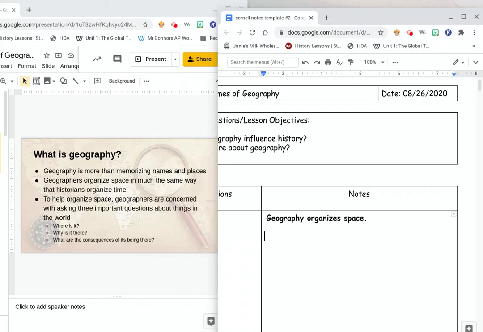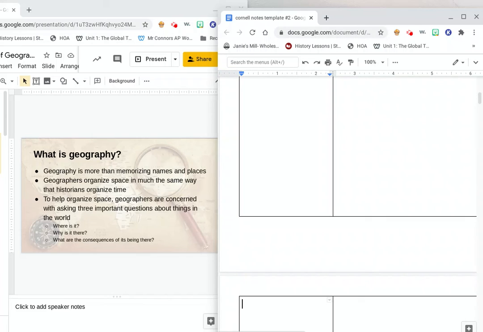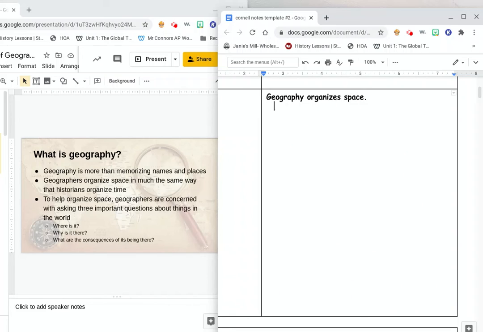Additionally, we are going to focus on 3 questions. We're going to focus on, where is it? Why is it there? And what are consequences of it being there? The rest of this slide basically discusses comparisons between organizing space and organizing time.